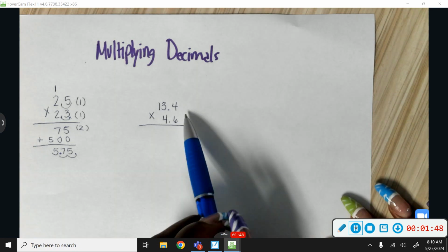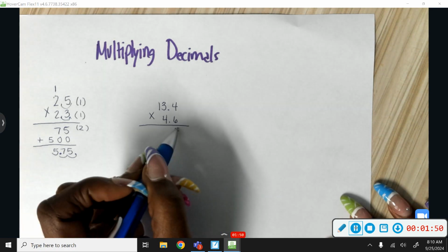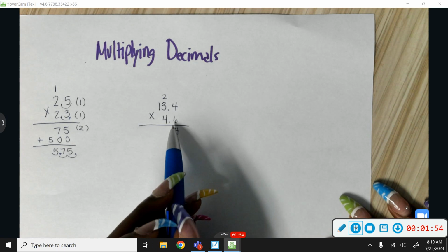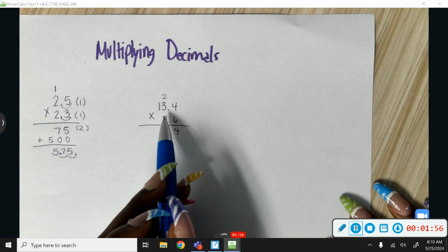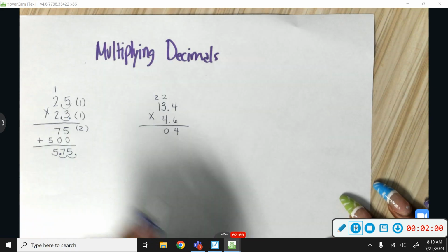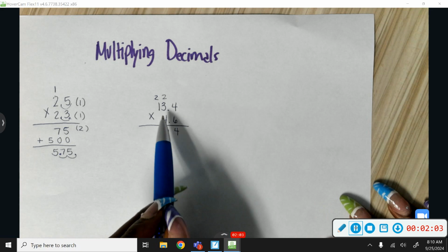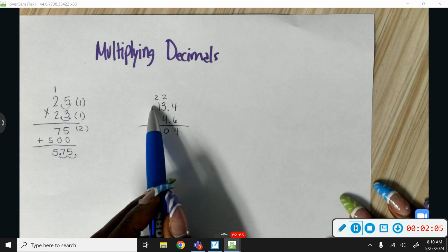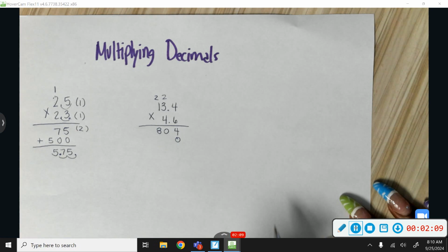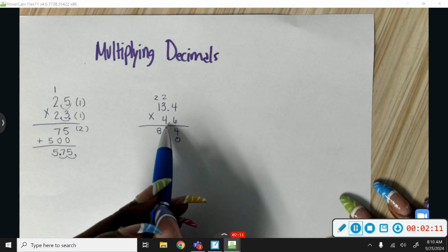So 6 times 4, that's 24. Carry my 2. 6 times 3, that's 18. 18 plus 2, that gives me 20. Carry my 2. 6 times 1, that's 6. Plus 2, that gives me 8. Put my placeholder, and I'm going to go to my next number.